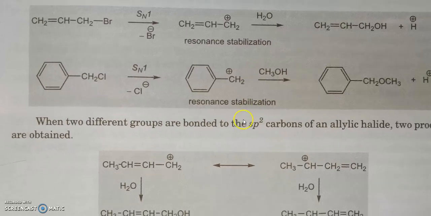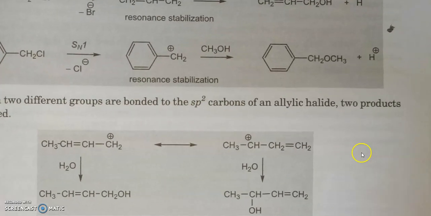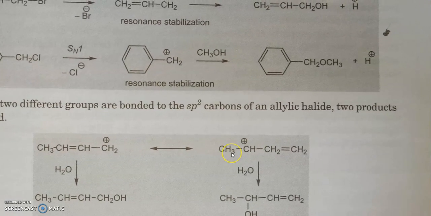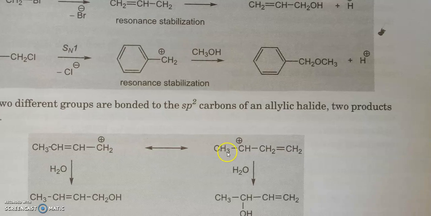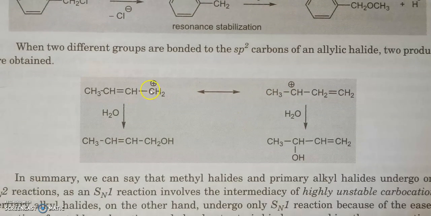So when two different groups are bonded to the sp2 carbon of an allylic halide, two products are obtained. You can see formation of this carbocation, so this product is possible. This carbocation is resonance stabilized, so the carbocation shifts to this carbon, so the product is this.